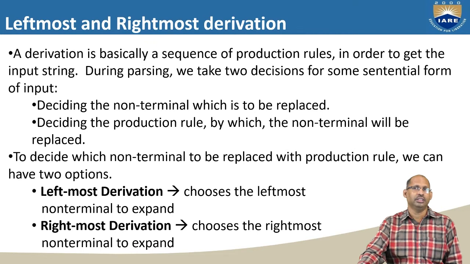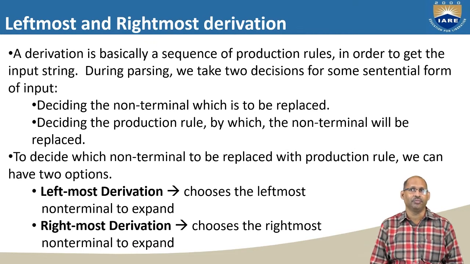Here a derivation is basically a sequence of production rules in order to get the input stream. So what is a derivation? Derivation is a sequence of production rules in order to get our input stream. During the parsing, we take two decisions for some sentential form of input: deciding the non-terminal which is to be replaced, and deciding the production rule by which the non-terminal will be replaced.